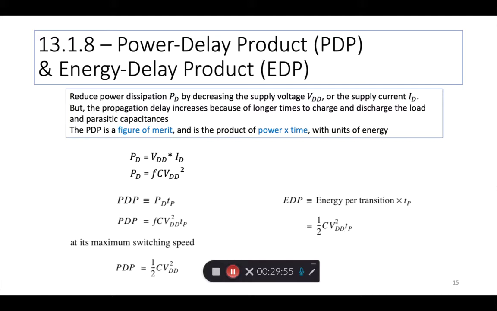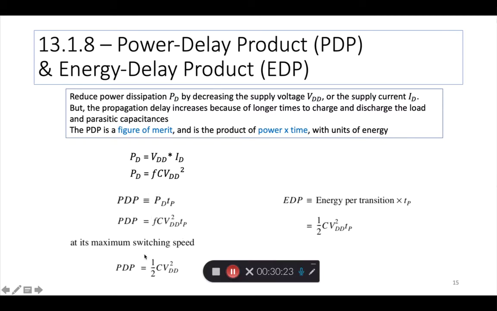And you can compare two circuits without knowing too much to say how good one circuit is compared to the other for power consumption and speed, frequency of operation, by looking at the PDP. So if I tell you PDP is 10 while another one is 20, then you can say the 10 one is better than the 20 one. So it's a figure of merit.